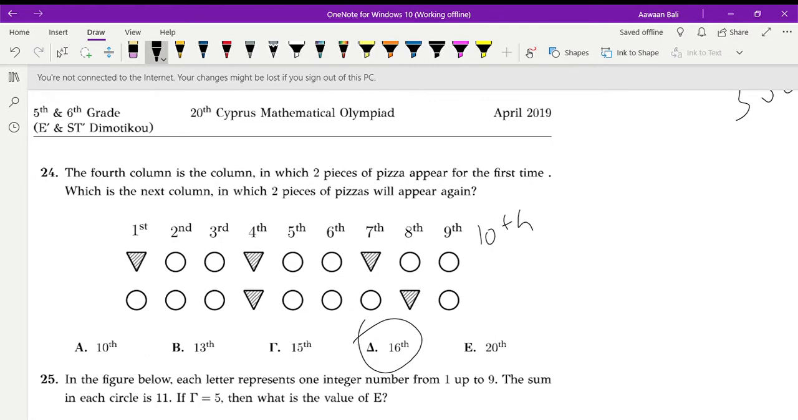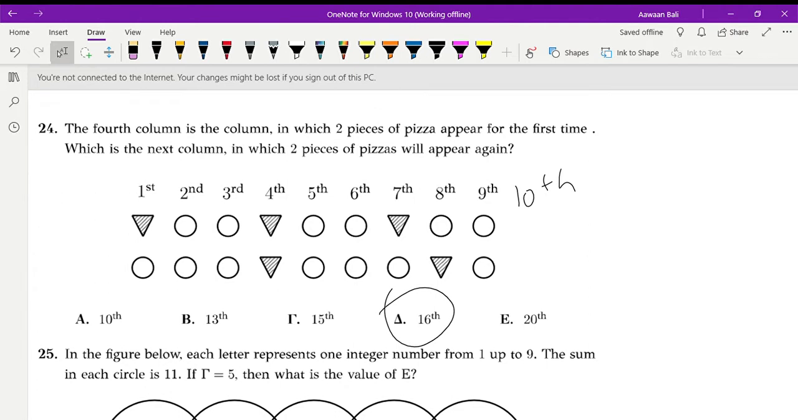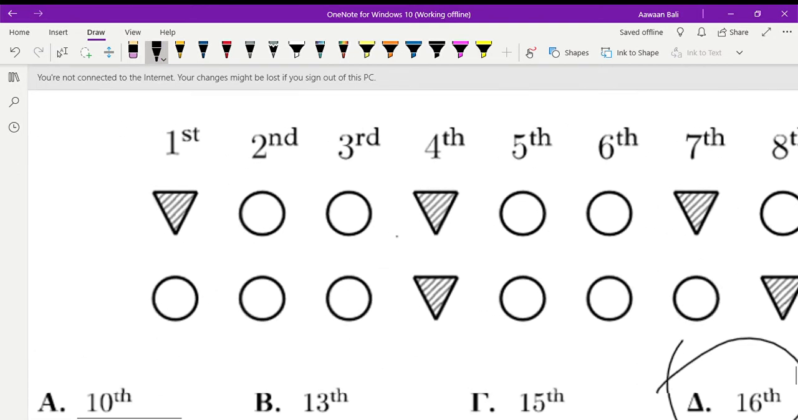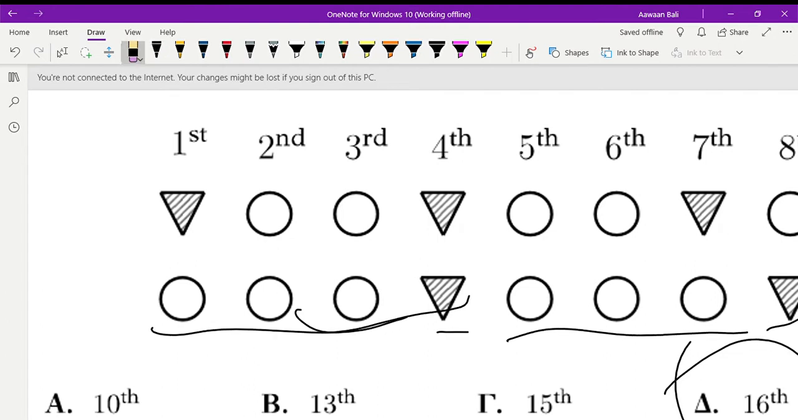So question number 24. The fourth column is the column in which 2 pieces of pizza appear for the first time, so this column right here. What is the next column in which 2 pieces of pizza will appear again? Now you can notice that in the first row it's pizza, two circles, pizza, two circles, pizza. There's a gap of 2 circles. Here it's a gap of 3 circles, pizza, 3 circles, pizza. So the pattern's different, but we're sure that they'll meet up.